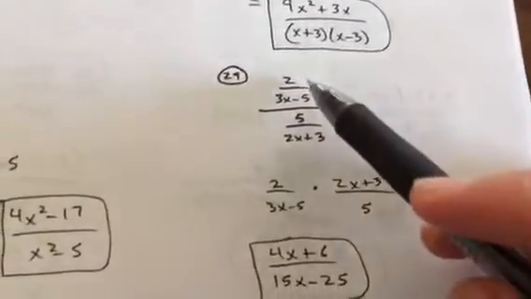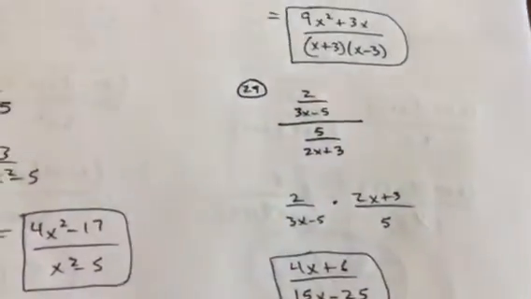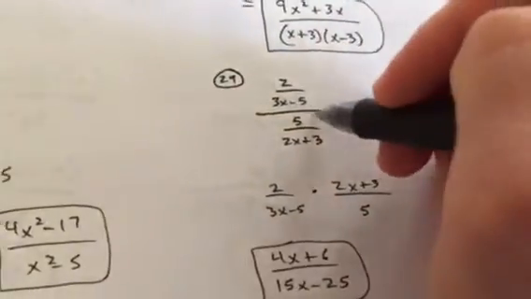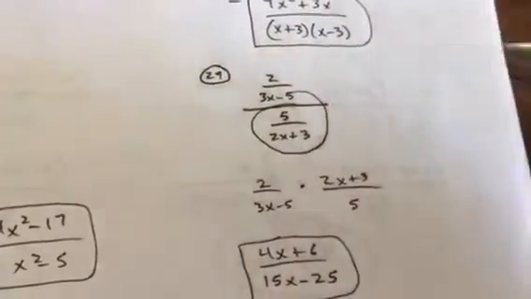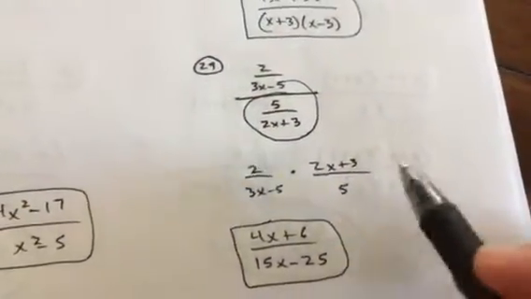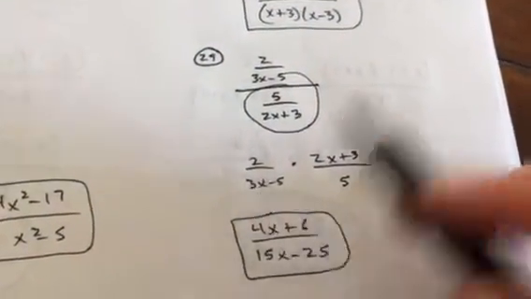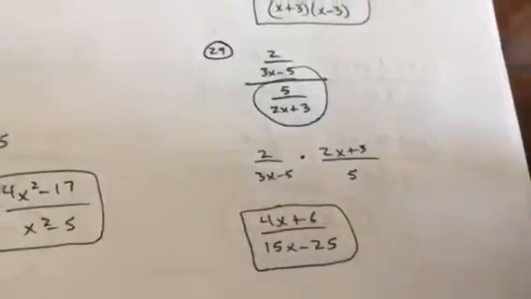Here, guys, you have two fractions that you are dividing, so simply multiply by the reciprocal of what you're dividing by. So flip it. 2 times 2x plus 3 is 4x plus 6. And 5 times 3x minus 5 is 15x minus 25. It shouldn't be that bad of a page.